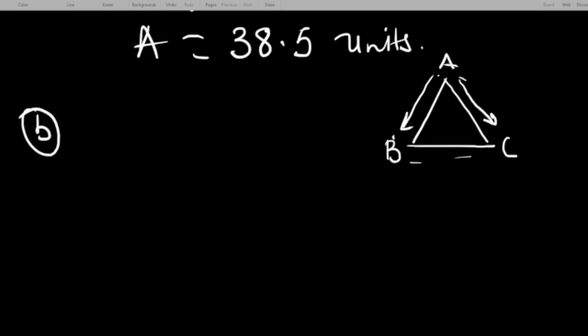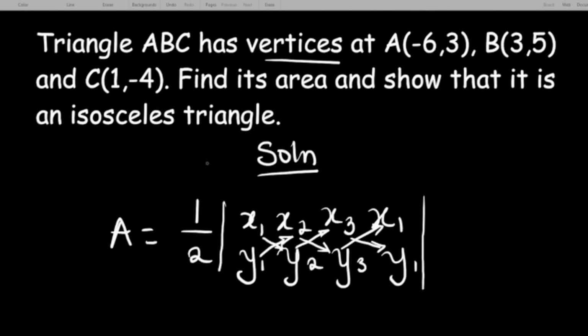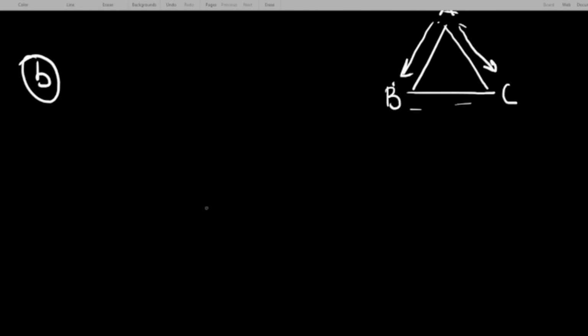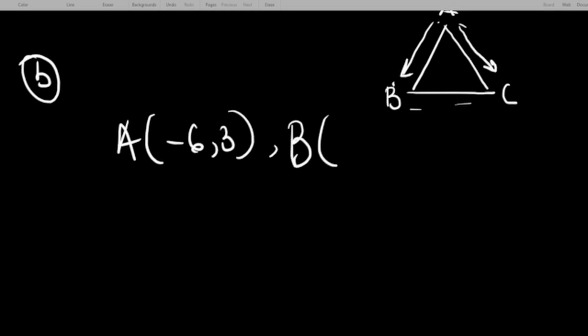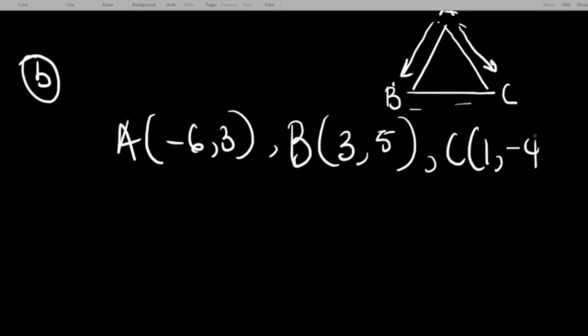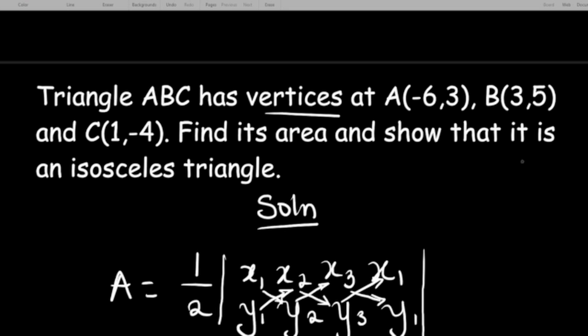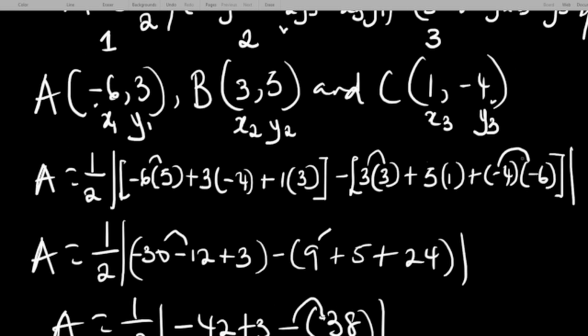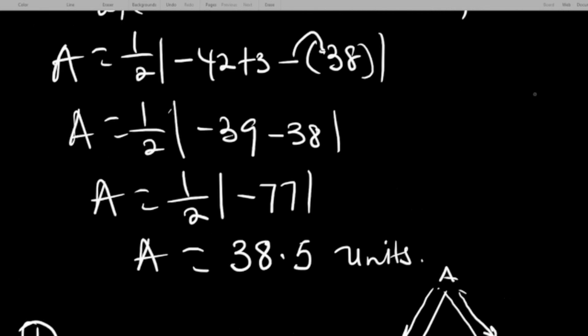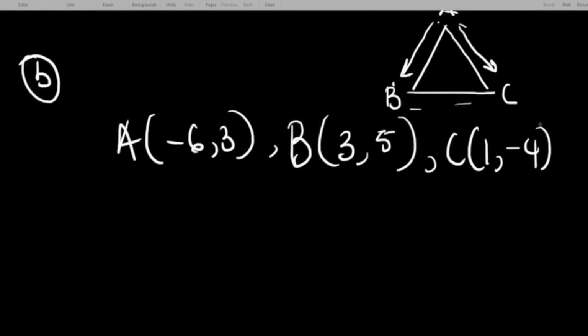Now let's copy the coordinates again. For point A, -6, 3. So for A, we have -6, 3. For B, we have 3, 5. And then C, we have 1, -4. Let's cross-check for consistency. So we have 3, 5, 1, -4. Okay, now let's see how we can do this.